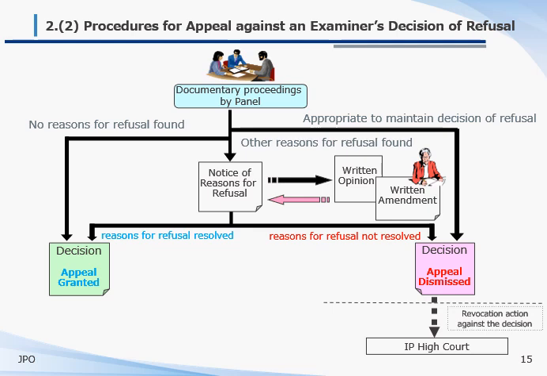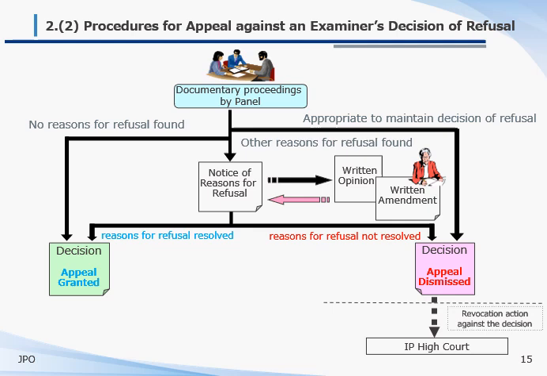The left one indicates a scenario where a panel determines that there is no reason for refusal. In other words, there is an error in the examiner's decision. In this scenario, the panel sends a notice of conclusion of proceedings to a demandant, and a decision reversing an examiner's decision of refusal will be sent.